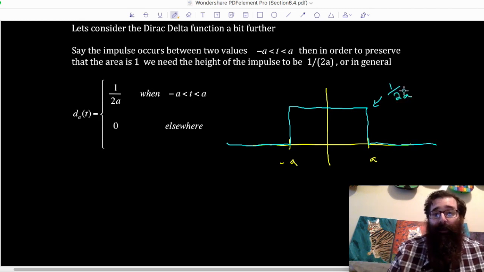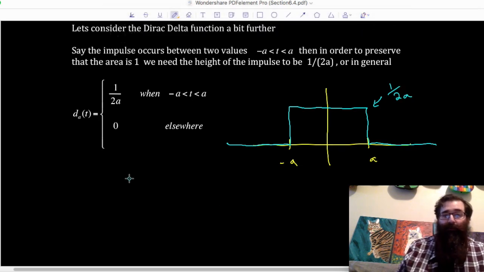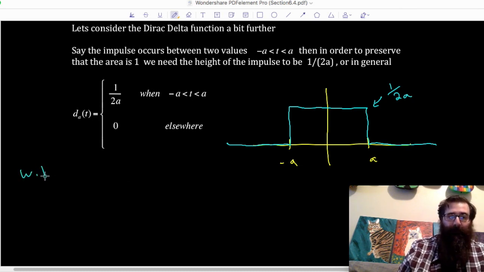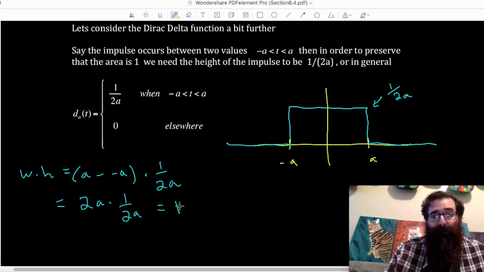Now we can see that the area is 1. In fact, there's a lot of ways we could justify this. If I look at this and view it as a rectangular region, I could say, well, if I'm thinking about width times height, here the width would be from a to minus a, or that would be a minus minus a, times the height is 1 over 2a, which would give me a minus negative a is a plus a, which gives me 2a, times 1 over 2a, which gives me 1 if I'm just treating it geometrically.